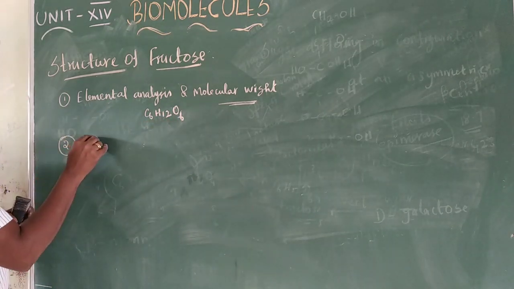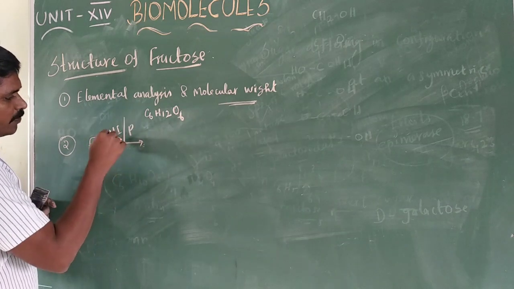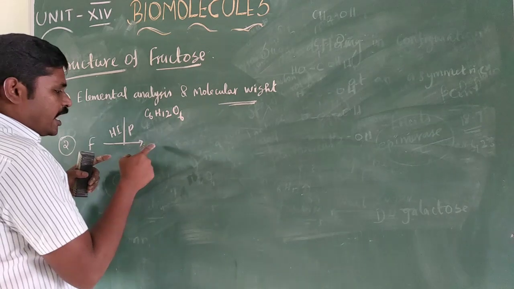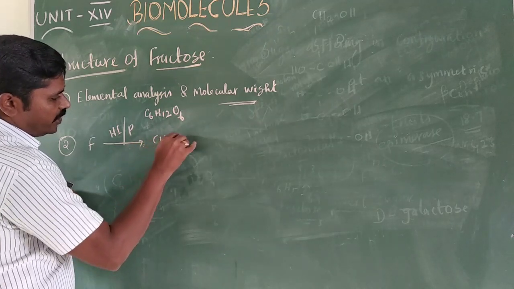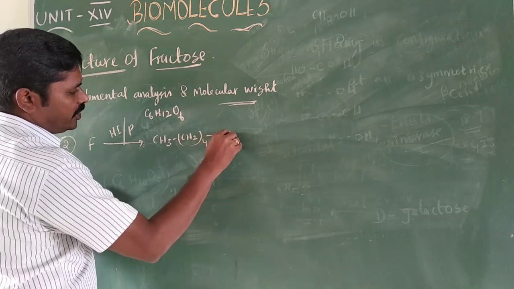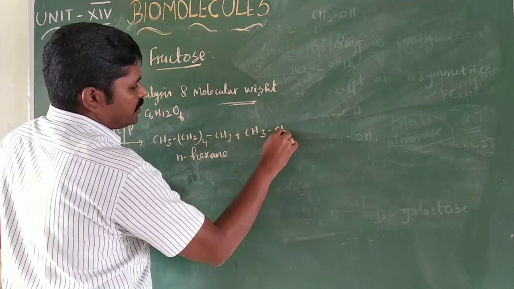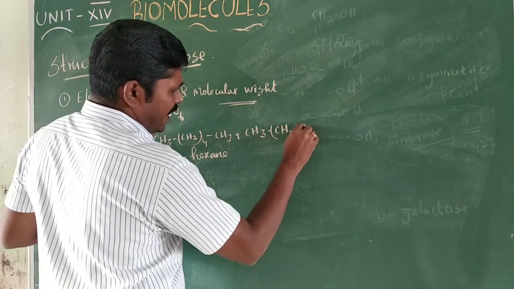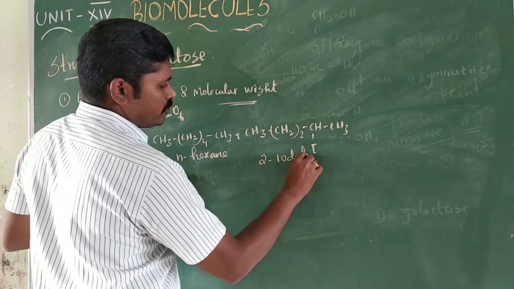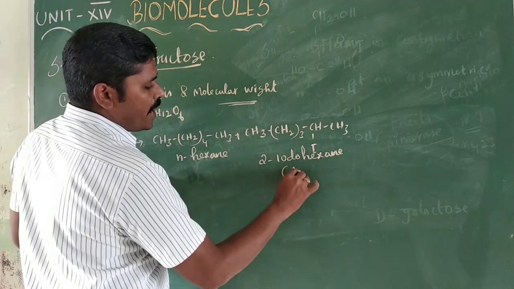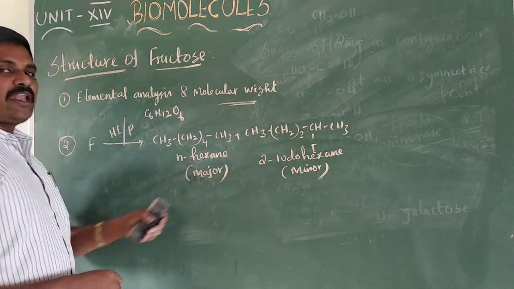Second point: fructose reduced with concentrated hydriodic acid and phosphorus gives a mixture of n-hexane, CH3(CH2)4CH3, and 2-iodohexane, CH3(CH2)3CHICH3. 2-iodohexane is a minor product and n-hexane is the major product.